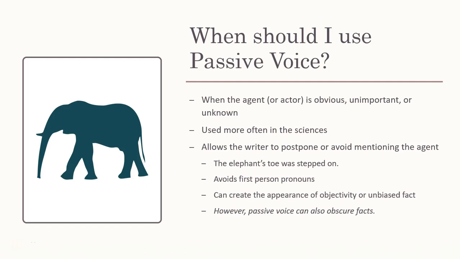Usually, writers and readers prefer active voice in writing. Active voice is more concise and makes sentences feel dynamic and interesting. However, some situations may call for passive voice.